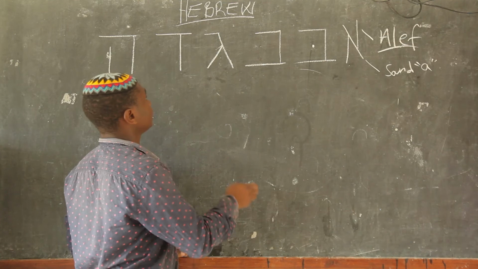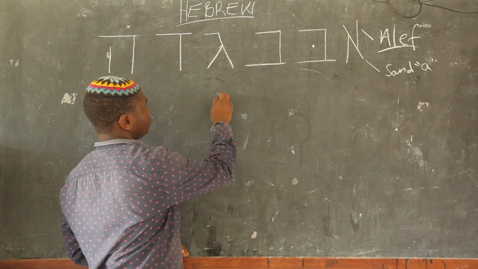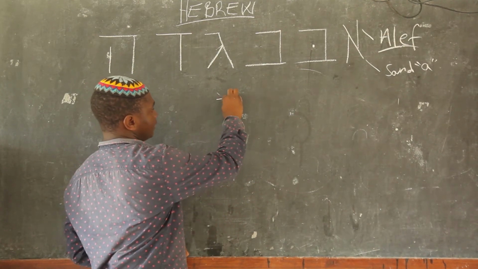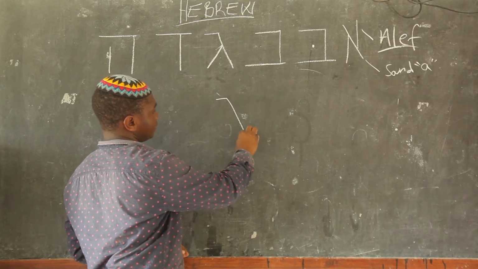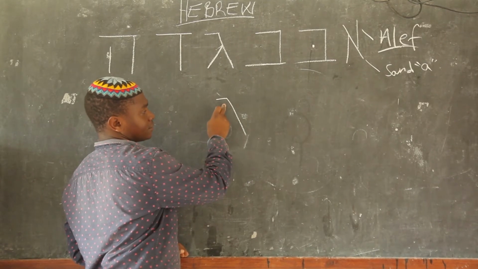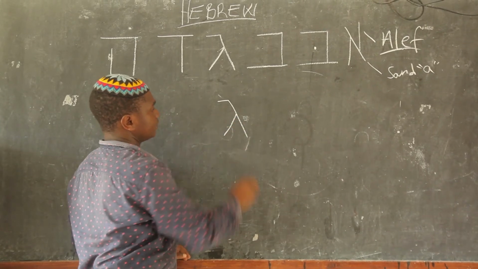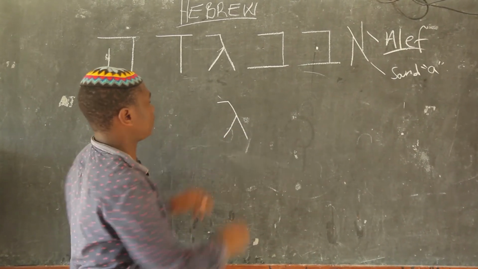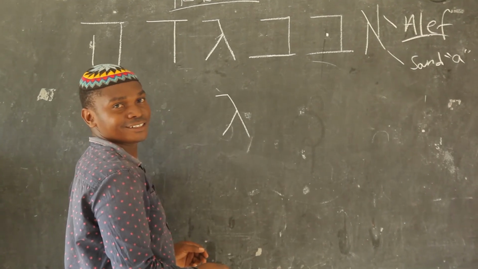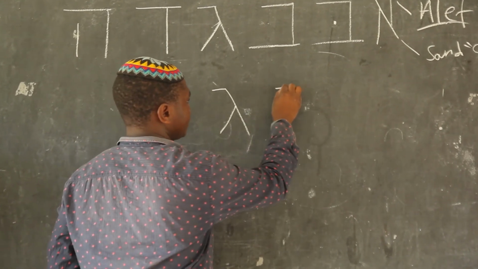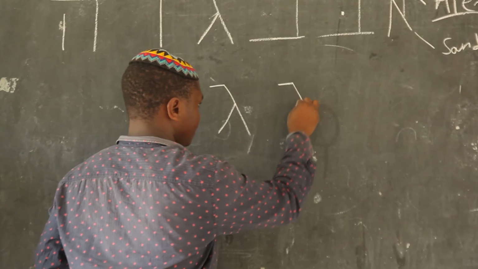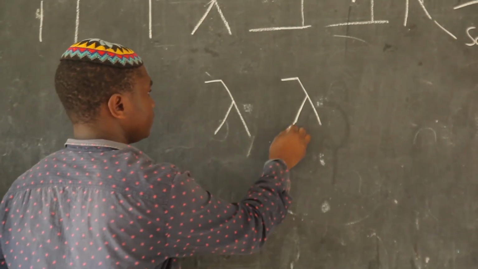Gimel is written like this. You draw like this, then you draw a diagonal line like this. But it should have a heart. Then you put another support to support the diagonal line. One more time, like this. That is Gimel.